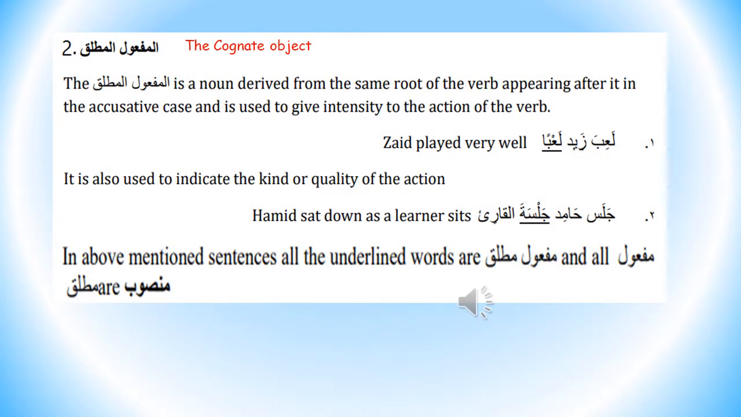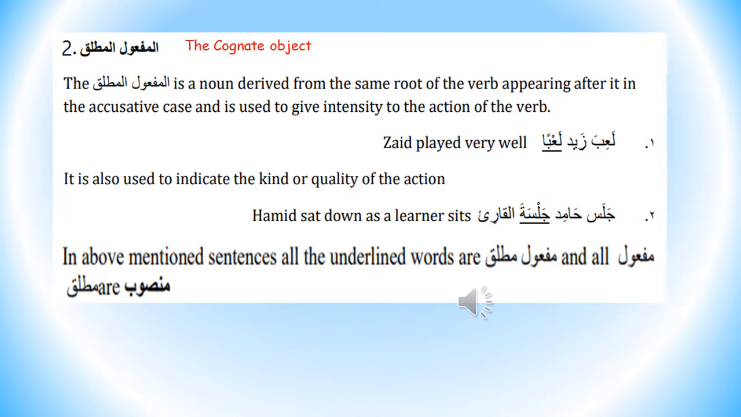The second one is al-maf'ul al-mutlaq, the cognate object or absolute object. Al-maf'ul al-mutlaq is a noun derived from the same root of the verb, appearing after it in the accusative case, and is used to give intensity to the action of the verb.